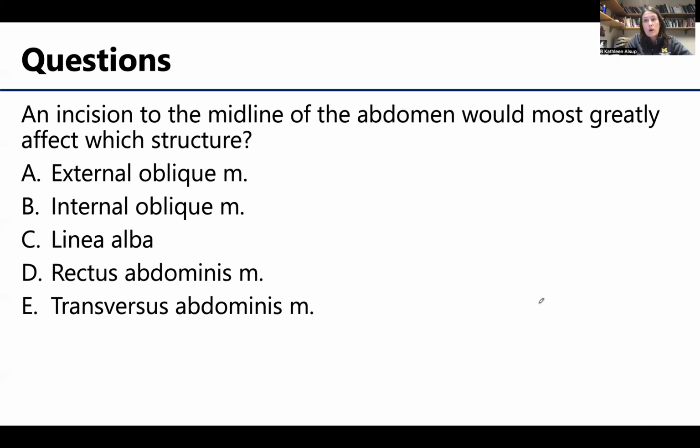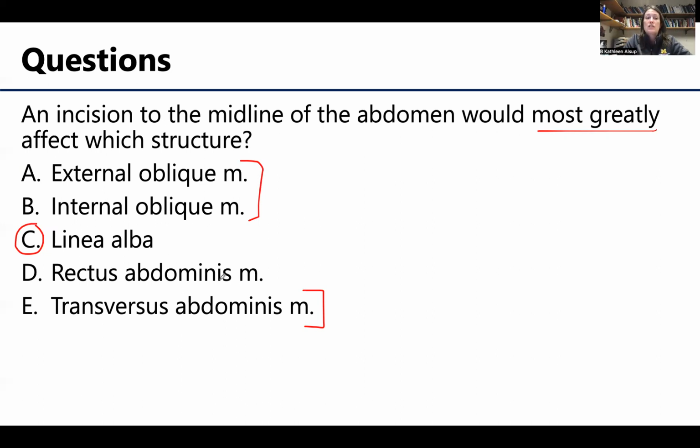Well, if I'm getting quite technical, an incision to the midline could affect any of these structures. But the answer I was going for, as the one most greatly affected, would be the linea alba, because that is right there in the midline of the abdomen, associated with the rectus sheath. If you have a disruption of the linea alba or the rectus sheath, that can certainly affect the muscles that create the rectus sheath. Those are the tendons of these anterolateral muscles, so that can affect the integrity of those muscles.